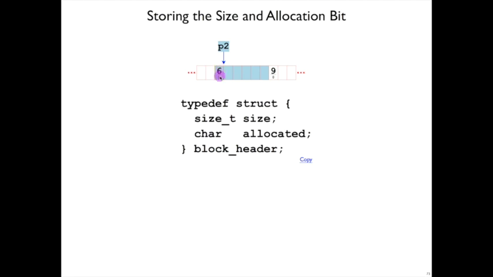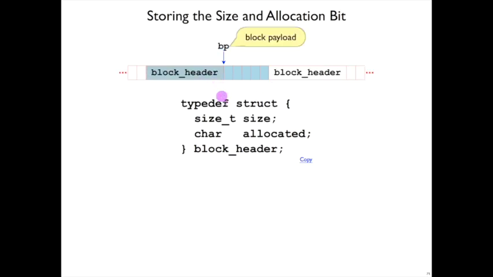Our header here needs to be in a word that happens before the payload pointer. And we could represent it using this structure. Just to make the picture better, I'm going to expand out the space that I've used for my headers, and then just write block header there, because I'm going to put an instance of this block structure.